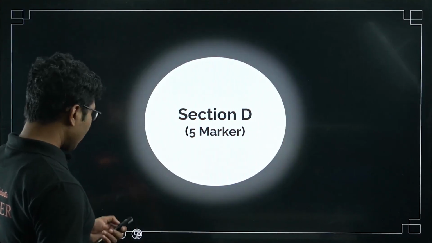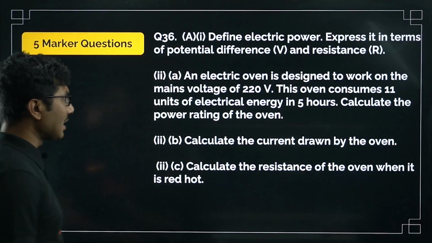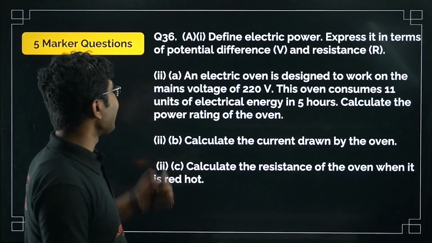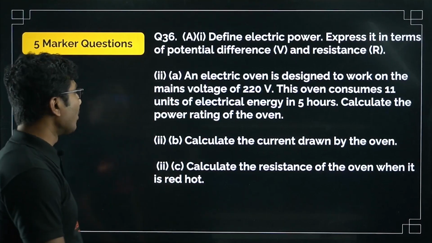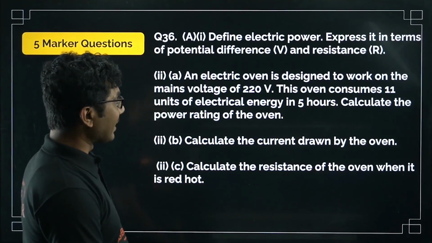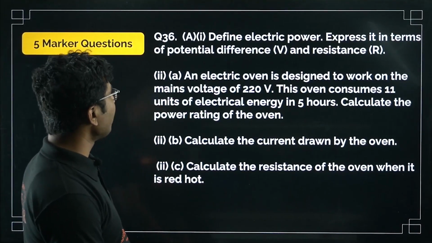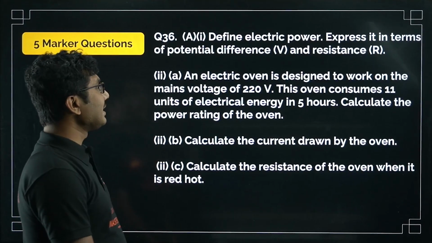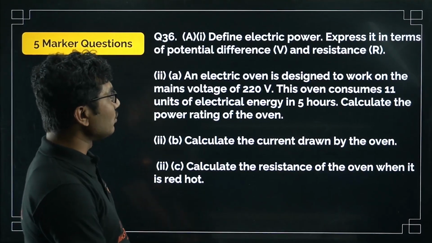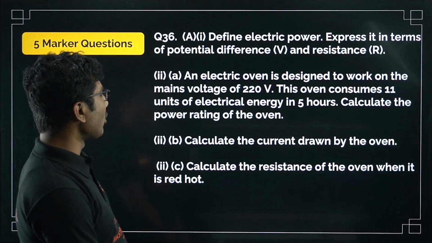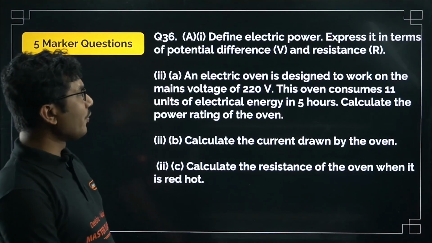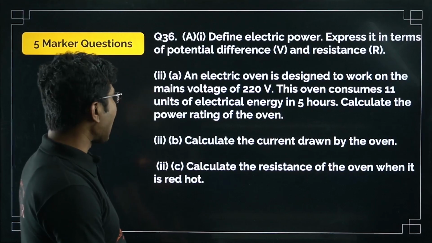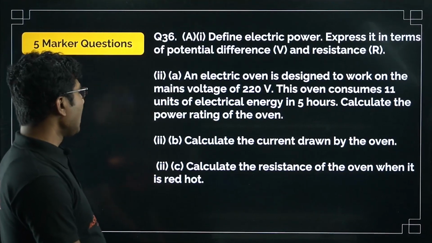What else? Now let's move into the 5 marker questions. The 5 marker question in this paper is a little longer. Let's see part A, 36, part A 1. Define electric power. Express it in terms of potential difference V and resistance R. An electric oven is designed to work on the main voltage of 220 volt. This oven consumes 11 units of electrical energy in 5 hours. Calculate the power rating of the oven.